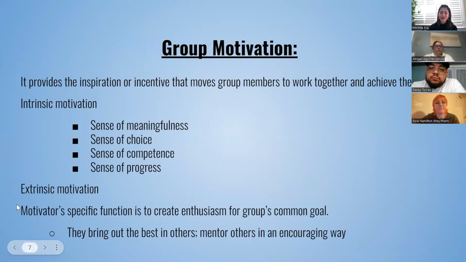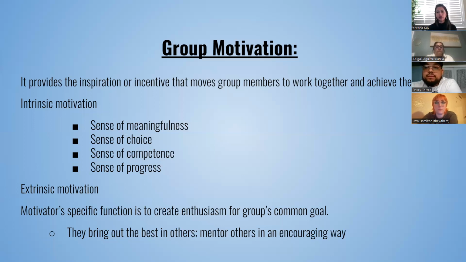Thank you, Ezra, for that insight. So let's talk about motivation. What is it exactly? It provides the inspiration and the incentive that moves a group to work together, to collaborate, to really achieve one goal. And let's face it, getting people motivated to collaborate in groups can be extremely difficult. It requires persuasion and influence.